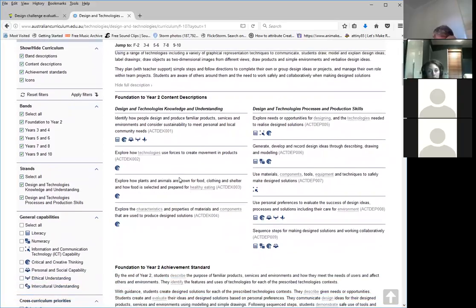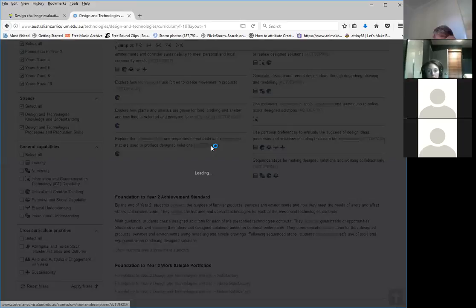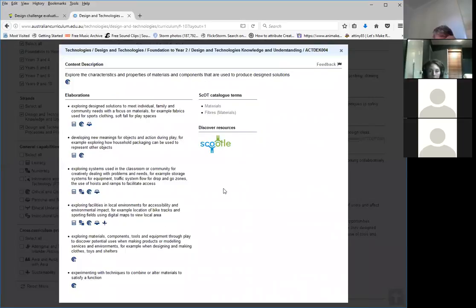So, we can go into, let's say, year 2 descriptors, and look at the elaborations of those descriptors. So basically, household packaging representing other objects, that certainly could be your push-pull car. Dealing with materials, tools and equipment to discover potential uses when making products or modelling services and environments, for instance, when designing and making toys. So it could certainly fit that little toy car with the year 1 and 2 class quite comfortably, and you could then describe how you would implement that in your classroom.